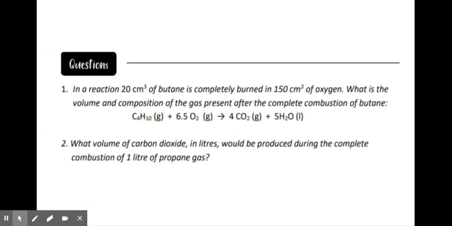Let's try some questions. Here they are. 1. In a reaction, 20 centimetres cubed of butane is completely burned in 150 centimetres cubed of oxygen. What is the volume and composition of the gas present after the complete combustion of butane? 2. What volume of carbon dioxide in litres would be produced during the complete combustion of 1 litre of propane gas? Now, the second question does not give you an equation, so you need to write and balance a combustion equation. Hopefully everyone can do that since it was in Unit 2 and we've practiced it a lot.